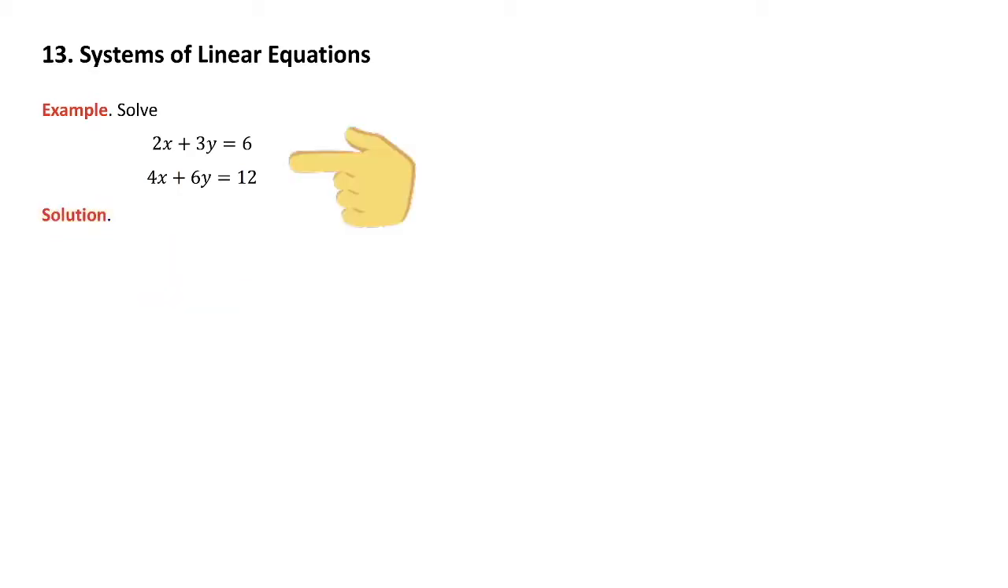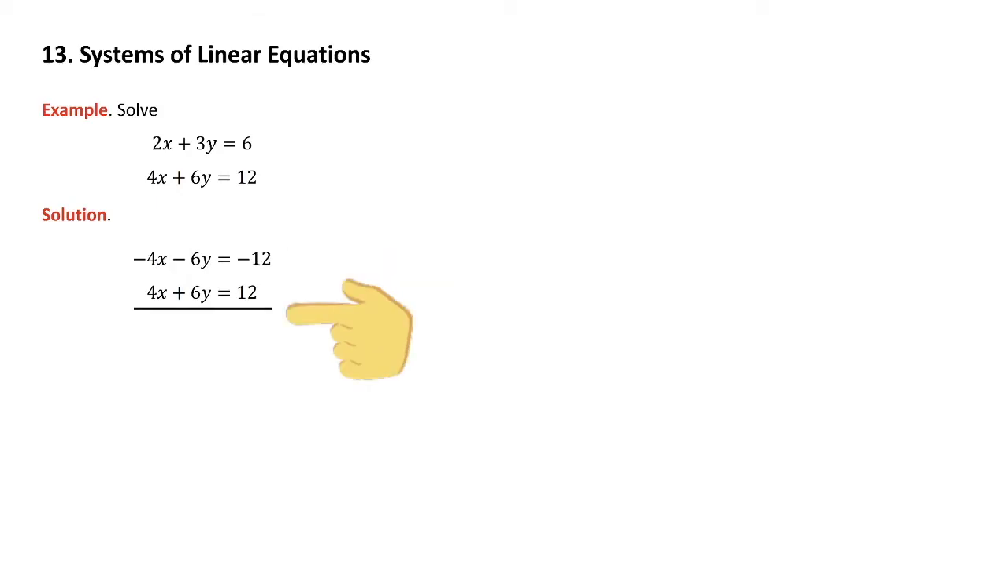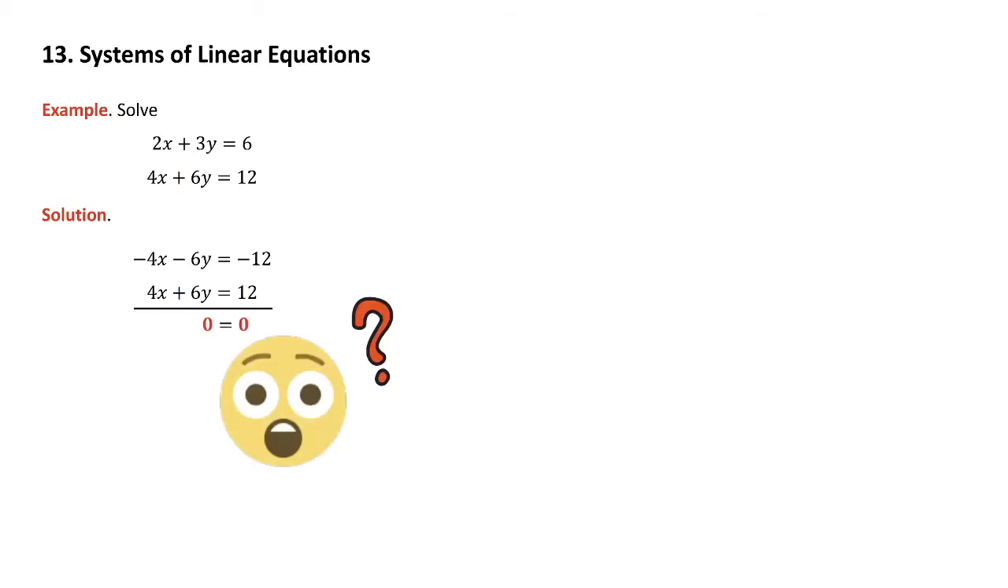Okay, let's just solve it. Bring them down. I'm just going to do elimination this time. The other one was substitution. I'm just going to multiply the first equation by 2 and add it to the second. So I multiply the first equation by 2. I'll add them together. And look what I get. 0 equals 0. Now what is this telling us?